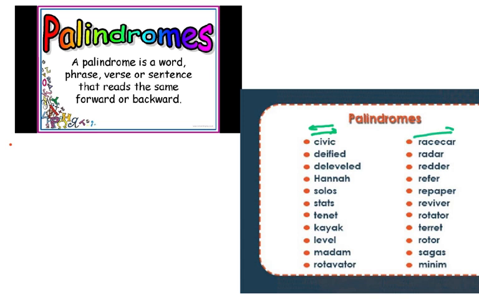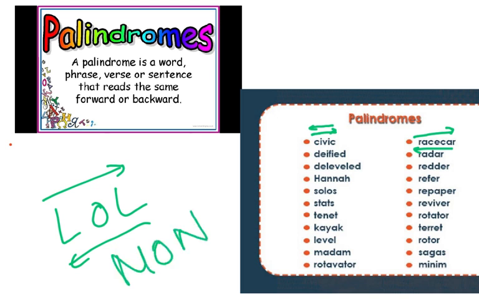Race car, R-A-C-E-C-A-R. So it's both ways, this way or that way. It's the same thing. Radar, refer, reviver, rotator. So palindromes, madam. Of course, your favorite is LOL, which can be read this way or that way. It's the same thing. So mom, dad. All these words you can read both ways, and this is called a palindrome.